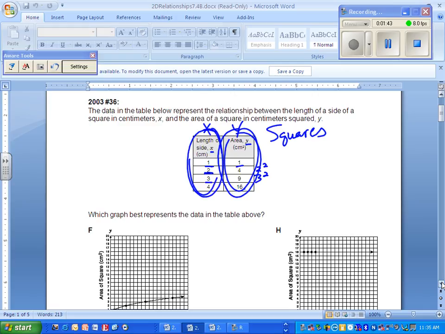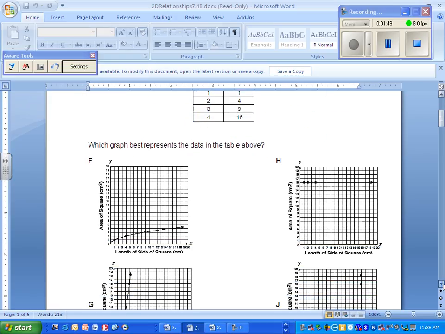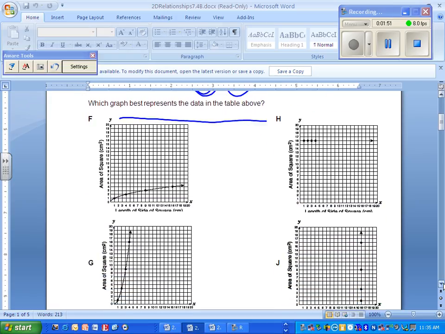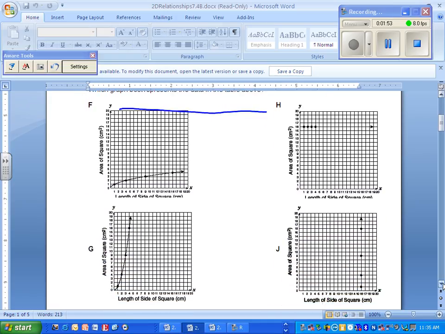It says which graph best represents the data in that table above. So I'm looking at a graph that has the relationship that I'm looking for of the length of the side of the square to its area. All right, now let's look at our graphs really carefully. On all these graphs, it has the length of the side of the square on the bottom and the area right here on the top.